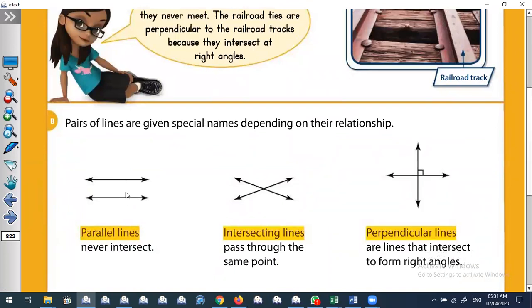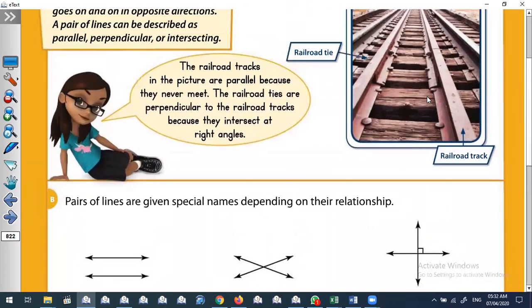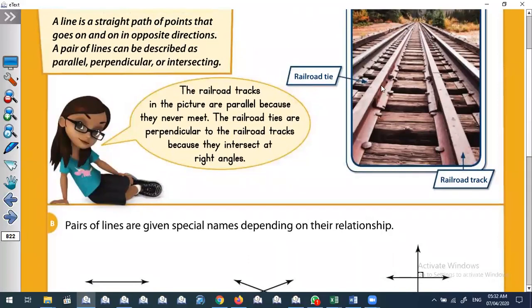These two lines are called parallel lines. Parallel lines never intersect. They have not a common point. So these two lines are called parallel lines, like your railroad track. You know the railroad track. They are called parallel lines because they never intersect.